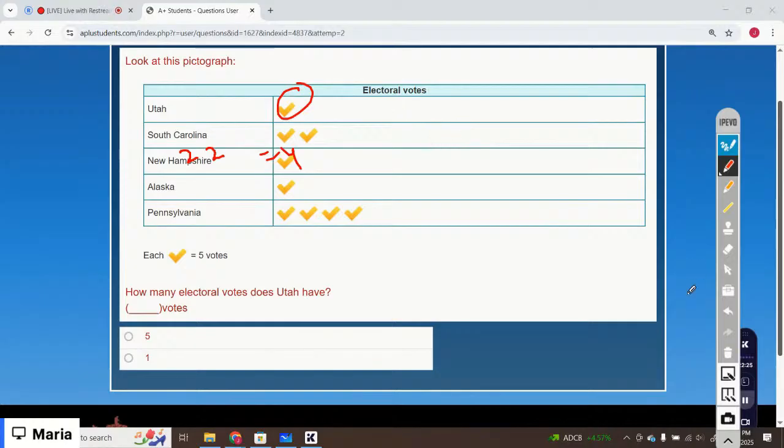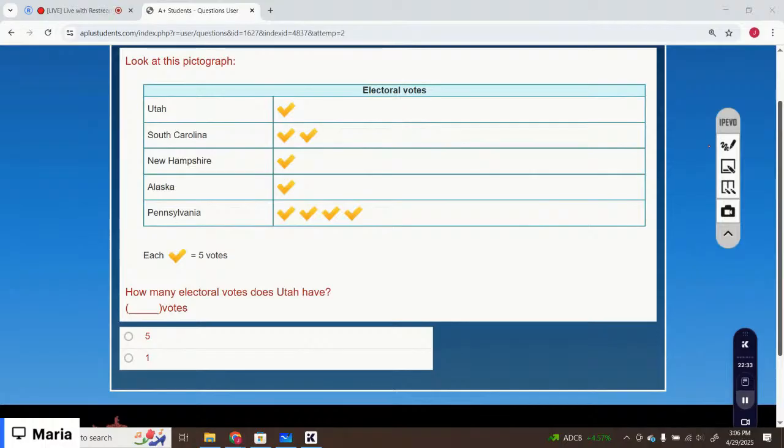So only one tick, right? And one tick equals 5. So the total electoral votes he has is 5. Option number 1 is the correct option, that is 5.